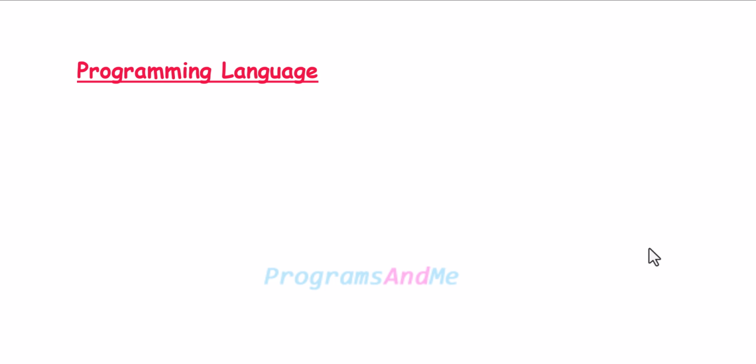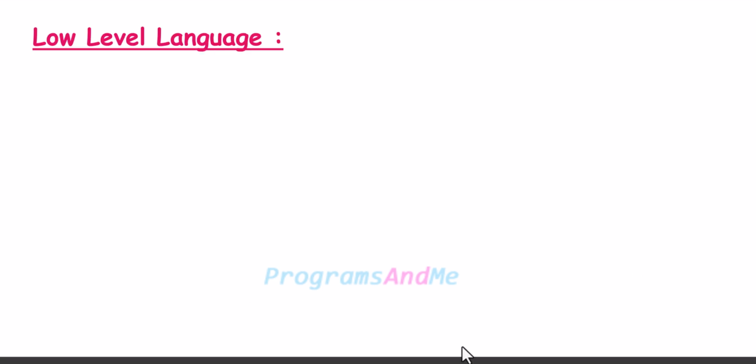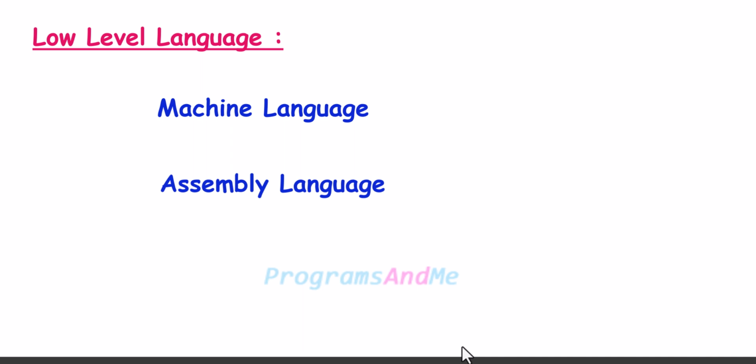And we can divide programming languages into three parts. That is low-level language, high-level language, and middle-level language. Okay, first let's talk about low-level language. Low-level languages are very close to the computer instruction set, and the processor can easily understand this language. And we can further divide low-level language into two parts.